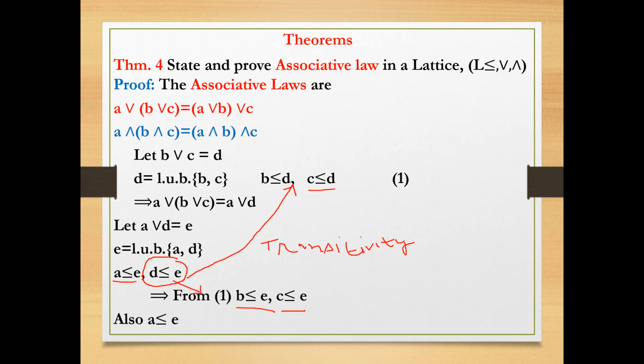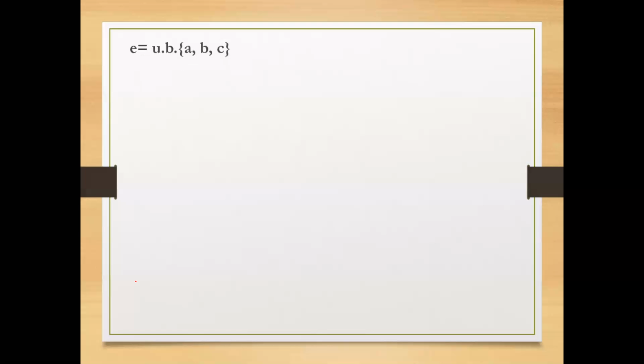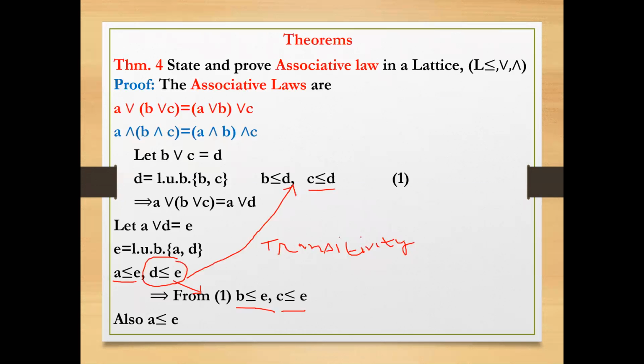So using this we get these two relations, and we have this relation also: A is less than or equal to E. Hence E is the upper bound of A, B, C, because you can check here A less than or equal to E, B less than or equal to E, C less than or equal to E. In these three equations we have one common element, that is E, on the right hand side, and the element common on the right hand side will always be the upper bound. So E is the upper bound of A, B, C.